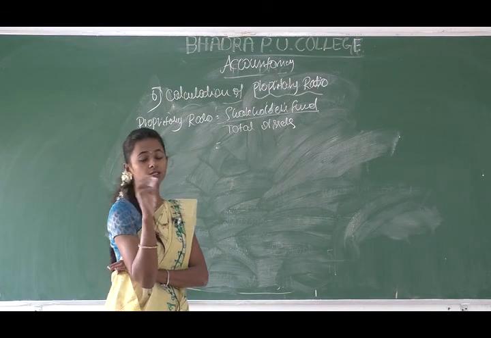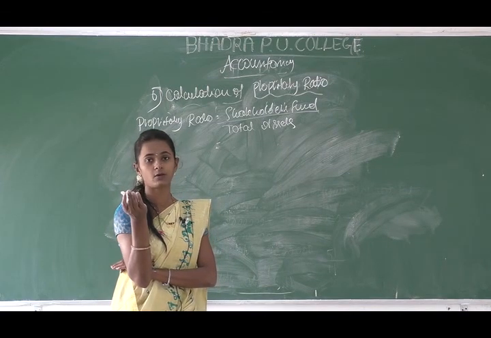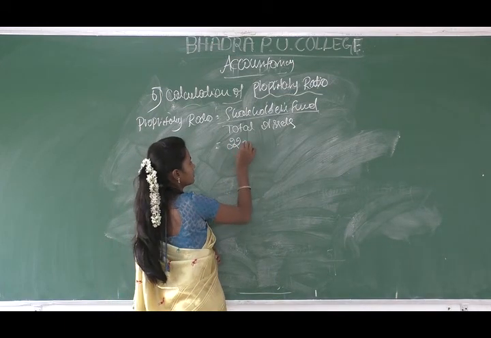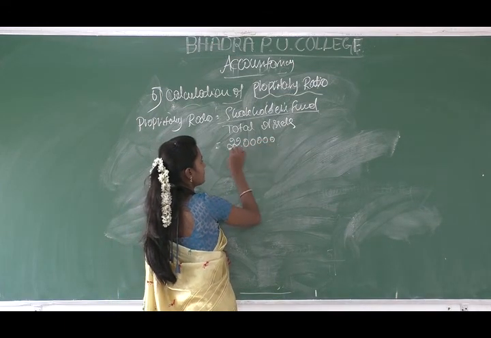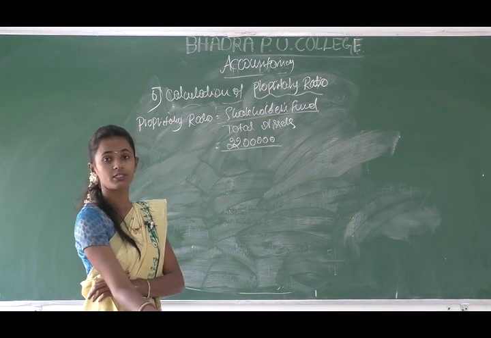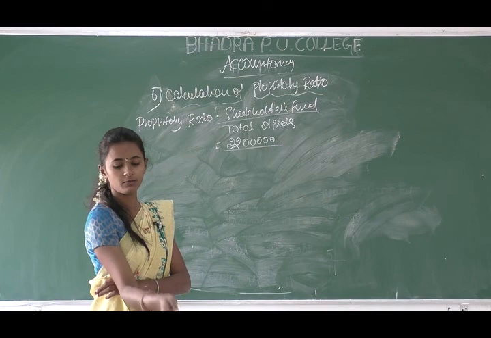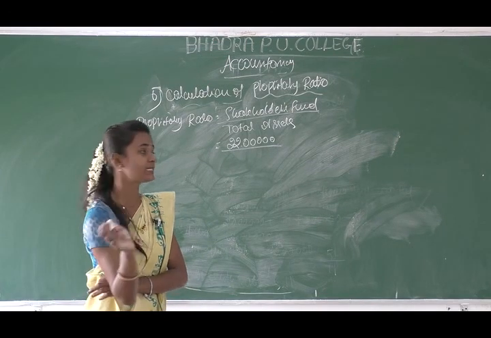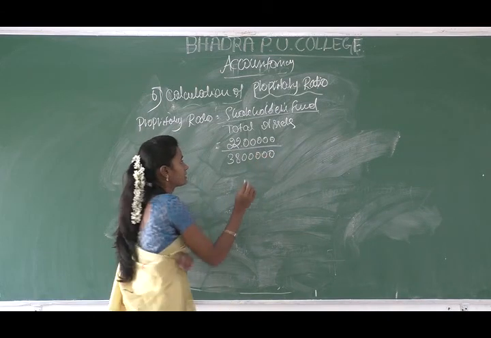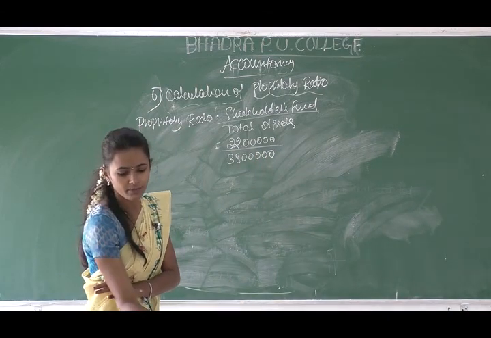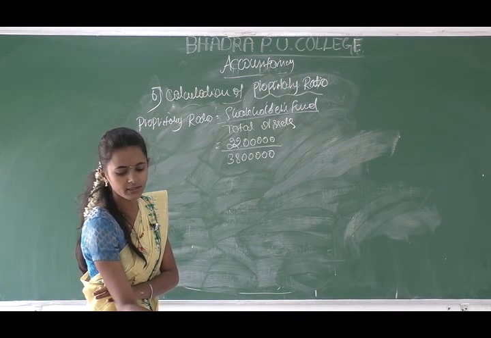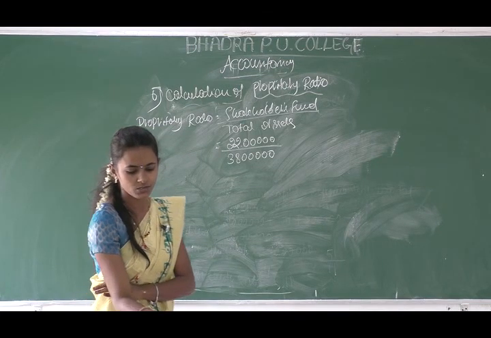Shareholders fund we calculated in the case of the debt equity ratio, just we got 22 lakh. I am writing here, it's 22 lakh, divided by total assets. In the balance sheet given, whether asset side or liabilities side, our total amount is 38 lakh. So 22 lakh divided by 38 lakh.